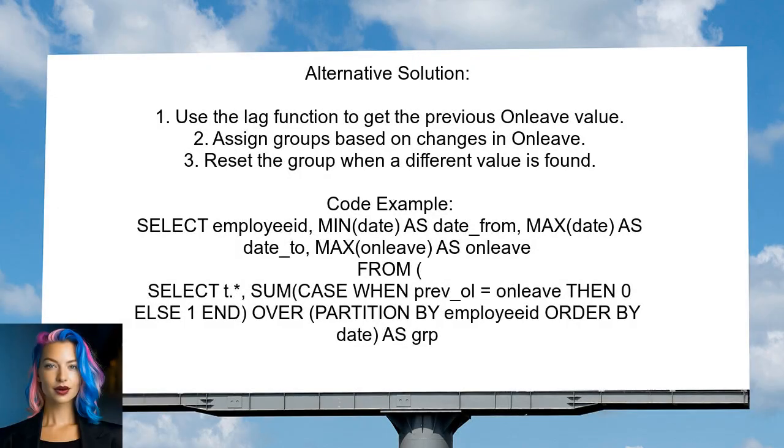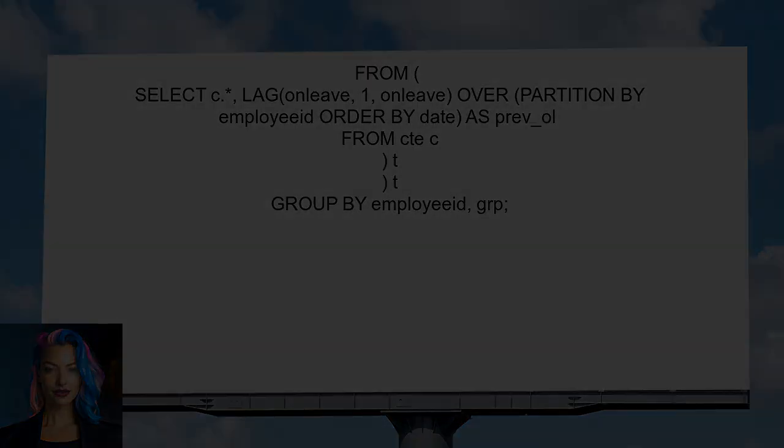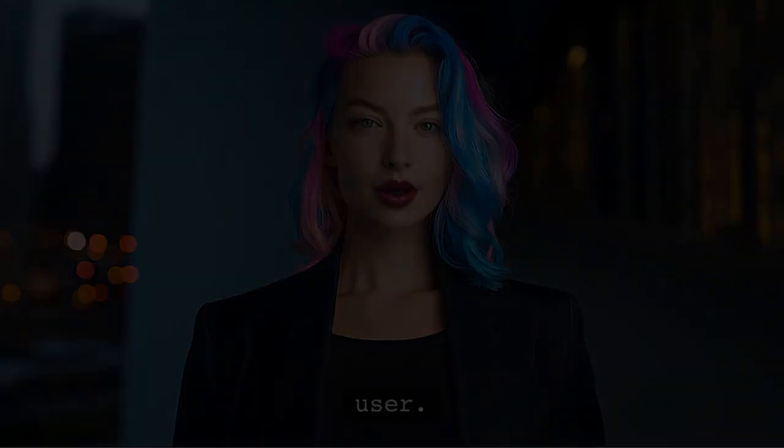An alternative approach suggested by another user involves using the lag function. This method assigns groups by checking the previous on-leave value for each employee ID and resets the group when a different value is detected. Let's take a look at another answer from another user.